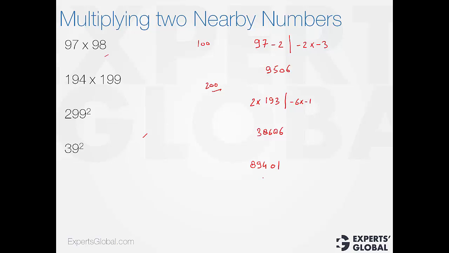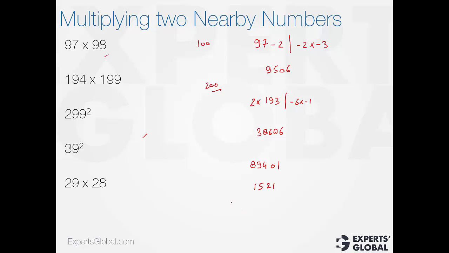39 square, so 39 means 40 base, 39 minus 1 is 38 into 4. How to multiply quickly by 4? Double it twice. So 38 into 4, double of 38 is 76, double of 76 is 152. 152 comes on the left side. On the right side I have minus 1 square, which is 1. So the value of 39 square would be 1521.